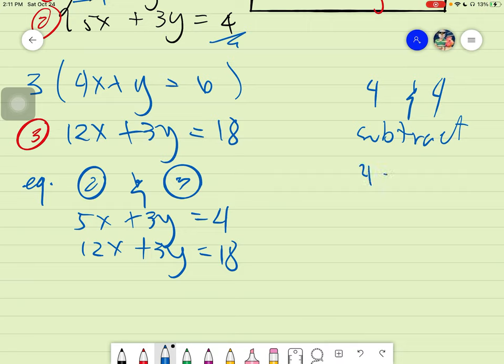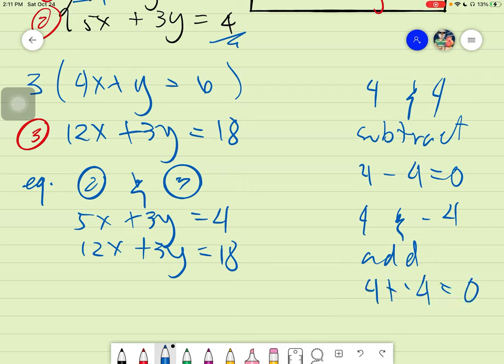So that is 4 minus 4 is equal to 0. Next, if they are of the opposite signs, 4 and negative 4, I will add. So that is 4 plus negative 4, the answer is 0 still. So you have to ask yourself, which one of these two cases, case 1 and then case 2, will you use? So let's look at the given.